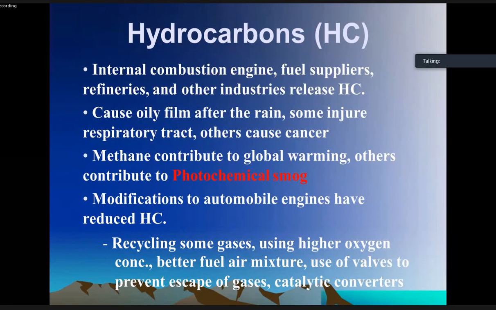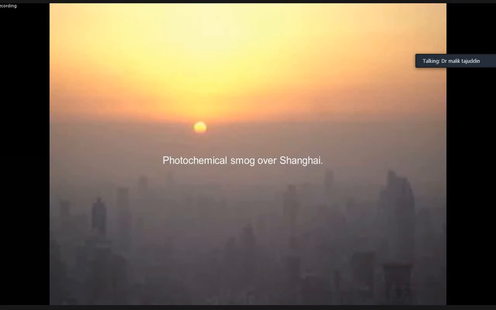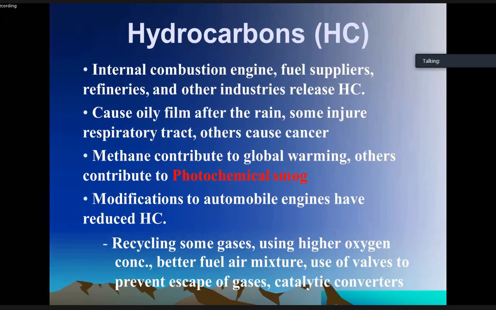Other hydrocarbons contribute to photochemical smog. We will see later on what photochemical smog is. This may be controlled by modification of automobile engines so that they release fewer hydrocarbons, through recycling of some gases, using higher oxygen concentrations, better fuel-air mixtures, use of valves to prevent the escape of gases, and catalytic converters. These are the different mechanical techniques to reduce the release of hydrocarbons from transportation and other areas, such as power plants where these gases are used, etc.